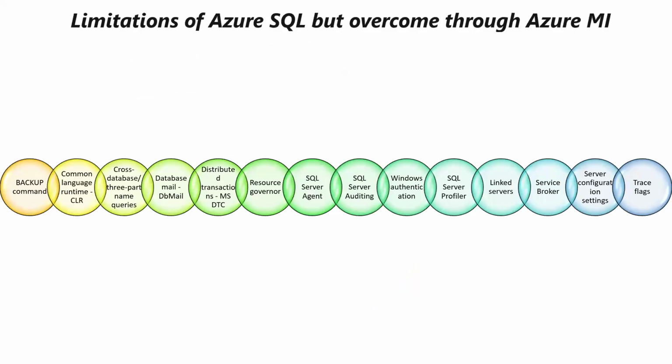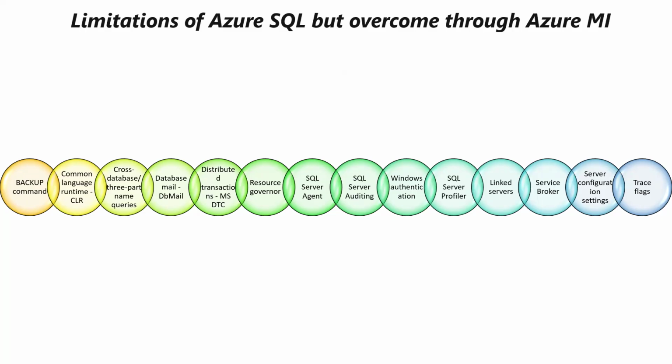So till now we have seen the features of Azure SQL Database. Let's see the limitations of Azure SQL Database. The backup command, we cannot use BACKUP DATABASE. Those kinds of commands we cannot use here. But in Azure SQL Managed Instance, we can use only COPY_ONLY backup. So the direct backup command we cannot use. And then the CLR option, Common Language Runtime, is not available.